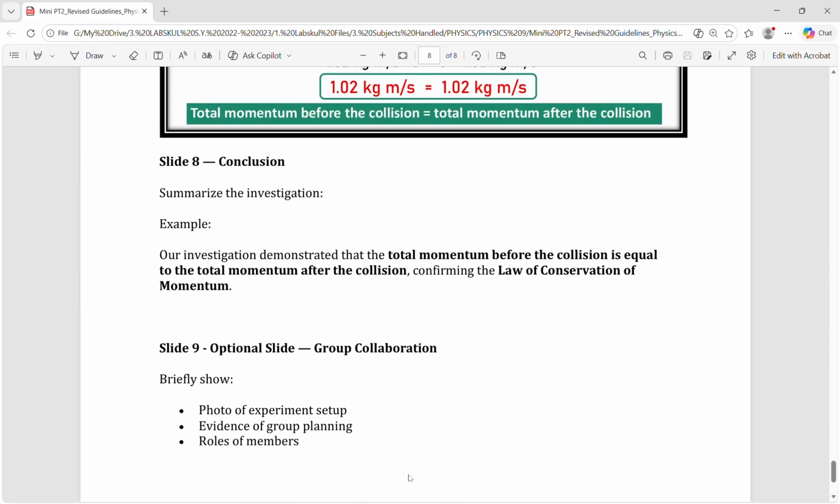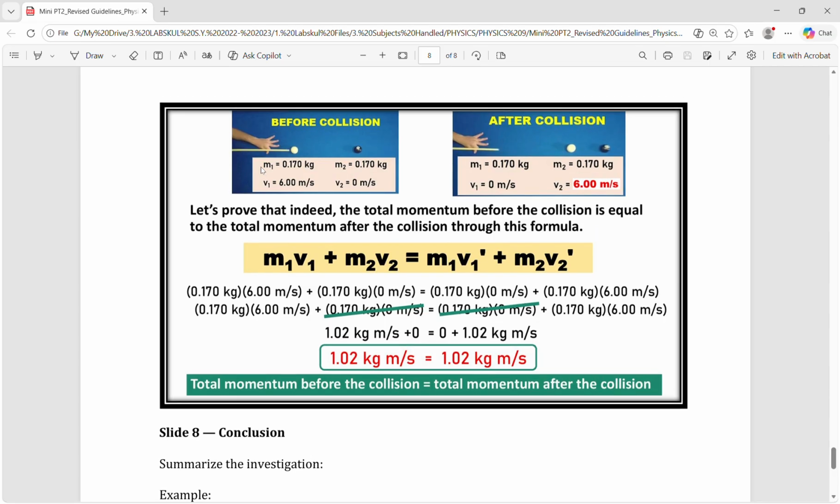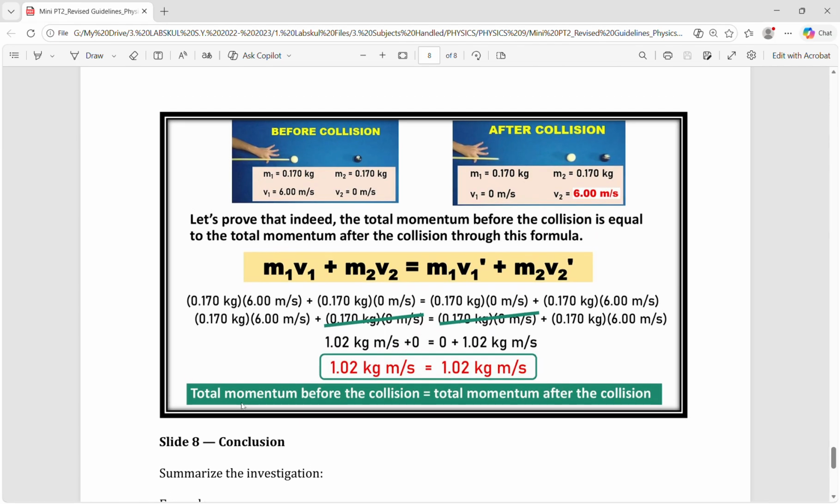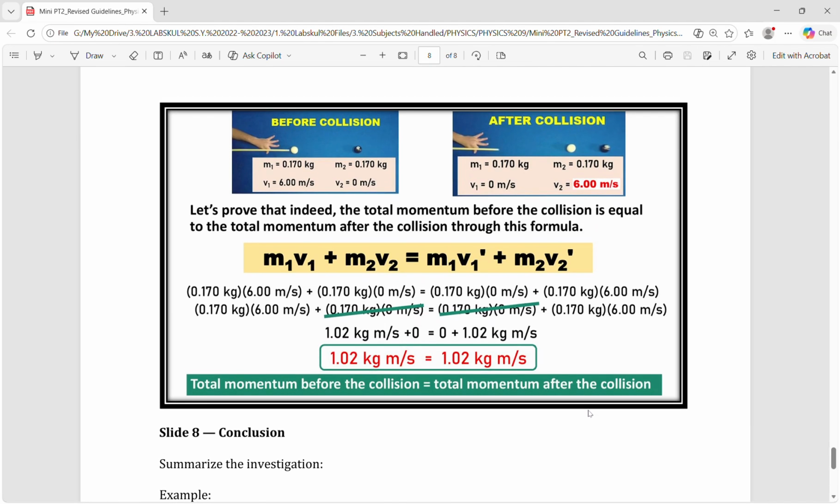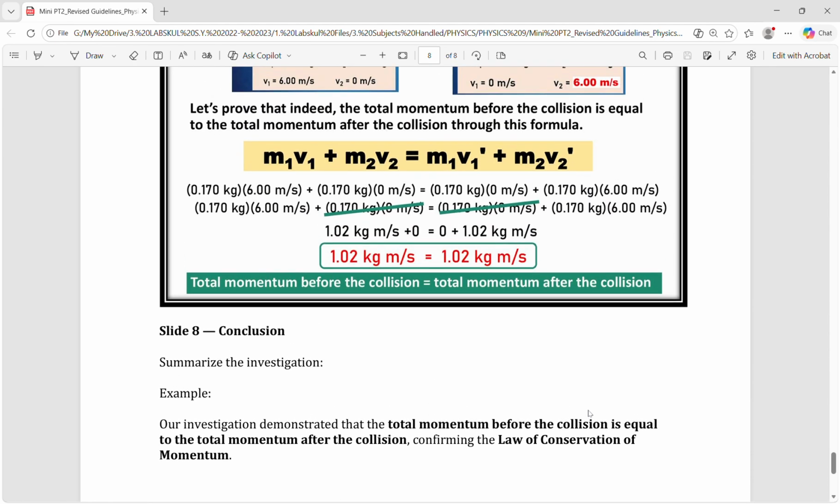Slide 8, I have no sample to give, but it is just the conclusion. You can include this slide 8 or just state it in slide 7, since they are already equal. In other words, our investigation demonstrated that the total momentum before the collision is equal to the total momentum after the collision, confirming the law of conservation of momentum.